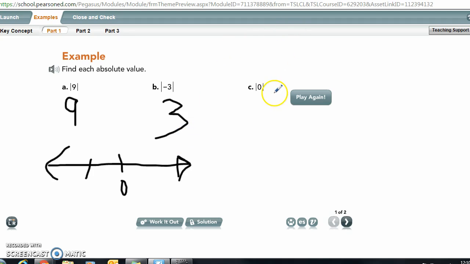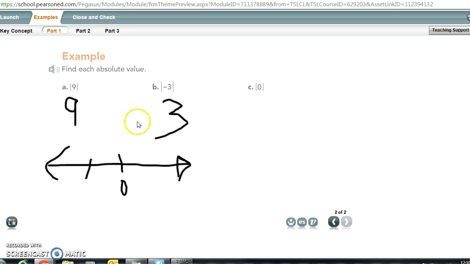Okay, C, go ahead and try this on your own. What is the absolute value of 0? Go ahead and pause if you need to. Put it in your notes, and then let's go on to the got it on the next page.